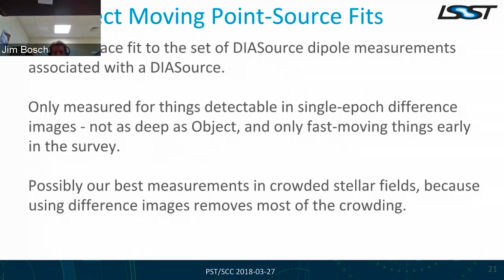And of course, even if something isn't a dipole, you can fit a dipole to it. It's just a dipole with no separation. And so what we can do then is take all of the source measurements that are associated into a single DIA object, and we can do a fit to measure proper motion from those measurements.